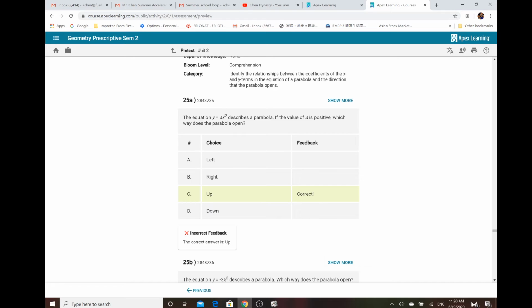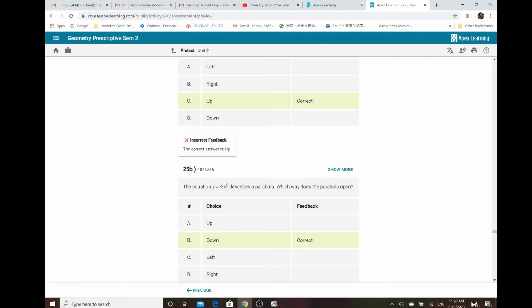And the equation y equals ax squared describes the parabola. If the value of a is positive, which way does that parabola open? So a being positive means the parabola is facing upward, because this one is just like a general parabola equation. If a is negative, that means the parabola is facing downward.